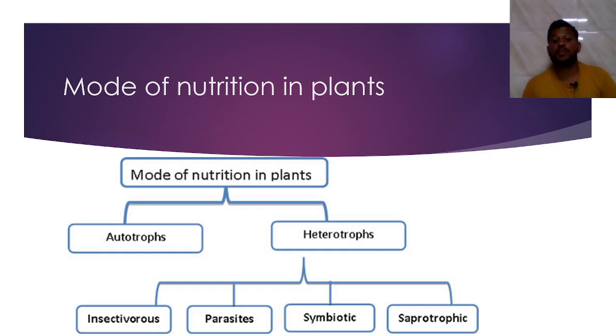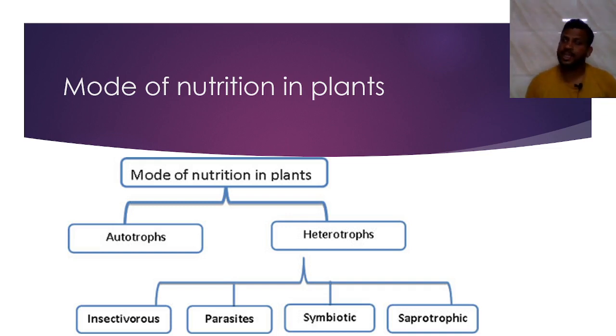Next one is the mode of nutrition in the plant. Not only autotrophs, not only heterotrophs, there are also different types of nutrition modes in plants. We can study this by this flowchart. First, see the mode of nutrition in the plant. One is the autotrophic mode of nutrition, and another is the heterotrophic mode of nutrition.